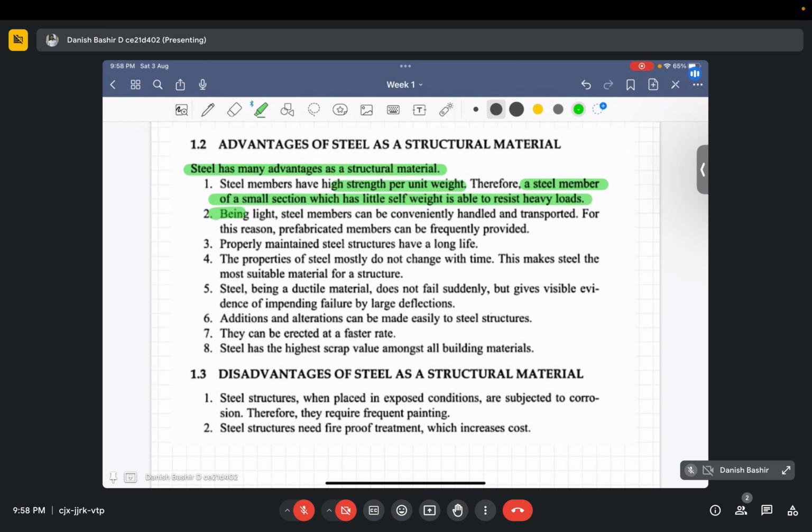So because of this lightweight property, steel members can be conveniently handled and transported as compared to RC members. For this reason, prefabricated members can be frequently provided.